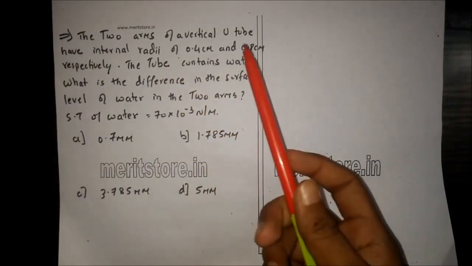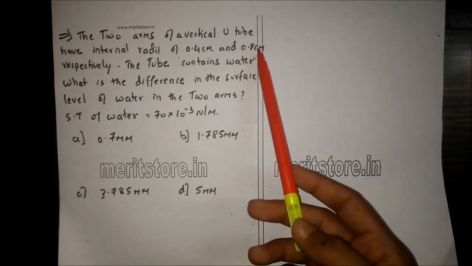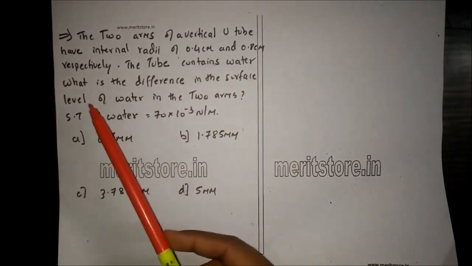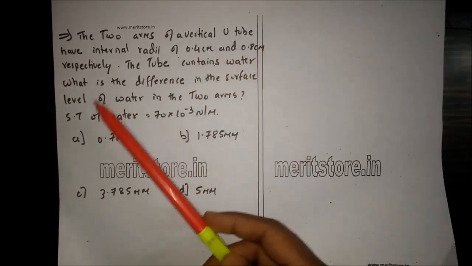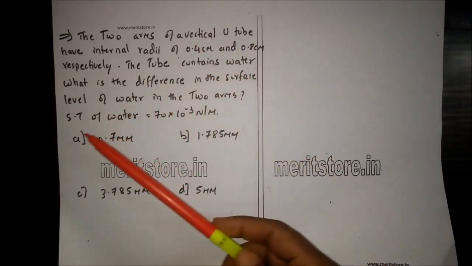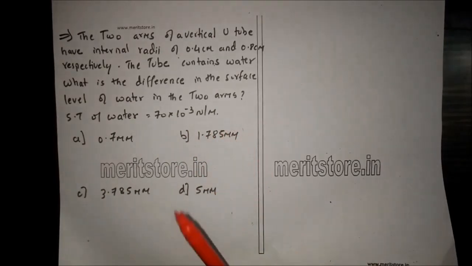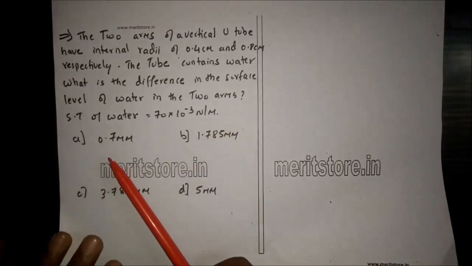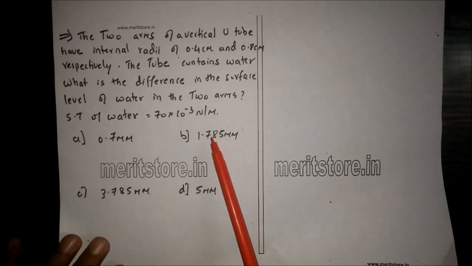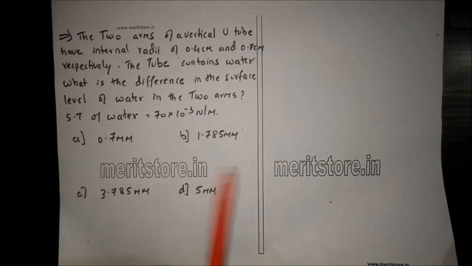The two arms of a vertical U-tube have internal radii of 0.4 cm and 0.8 cm respectively. The tube contains water. What is the difference in the surface level of water in the two arms? Here the surface tension of the water is given as 70 into 10 raised to minus 3 Newton per meter. Now the options will be A 0.7 millimeters, or 1.785 millimeters, or 3.785 millimeters, or 5 millimeters.